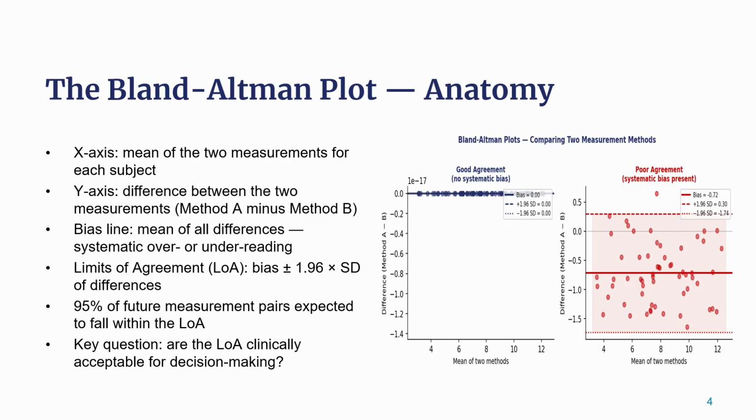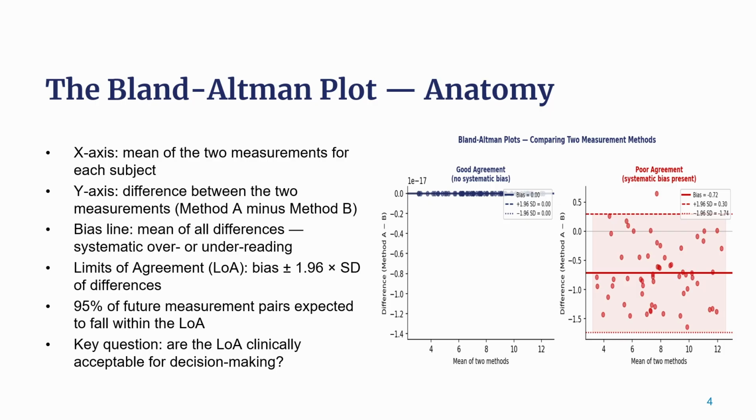Here's how to read one. Each dot is one patient measured by both methods. The x-axis shows how big the measurements are, the average of the two. The y-axis shows how much the two methods disagree for that patient. The central solid line is the bias, the average disagreement. If it's near zero, there's no systematic difference. If it's 15 millimeters of mercury, method A consistently reads 15 millimeters mercury higher than method B.